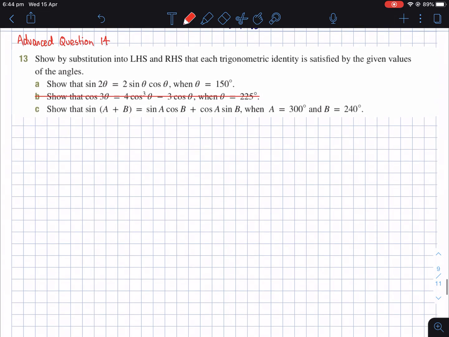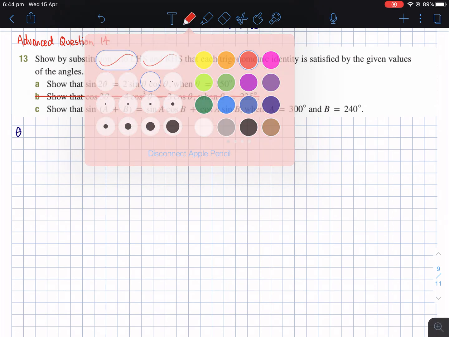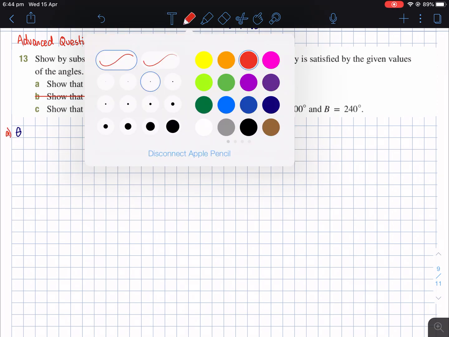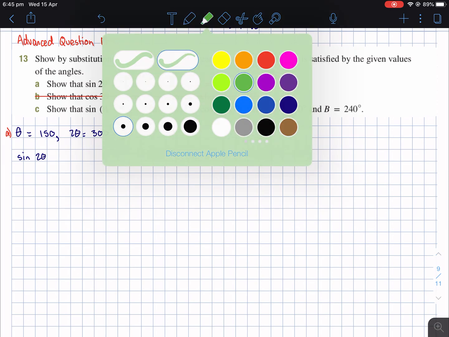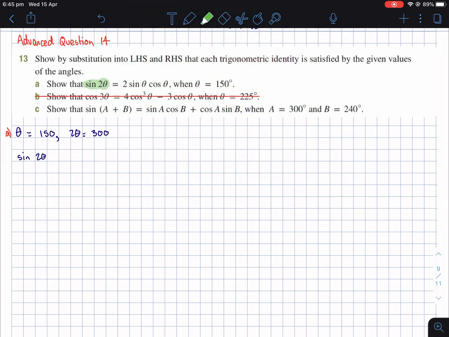Okay. Theta equals 150. Now, first of all, we're doing A. If theta equals 150, then 2 theta is 300, yeah? The reason I'm doing sine 2 theta is because that's the first part of the question. I'm going to figure out each of these individually. So sine 2 theta is sine 300.